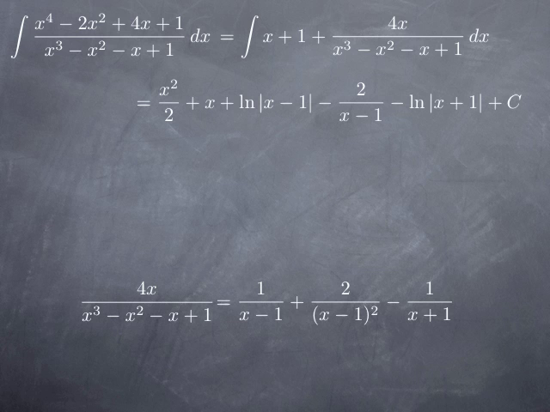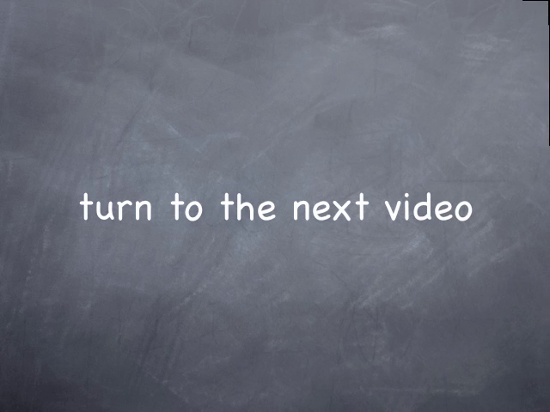In other words, negative 1 over (x-1). I have to multiply that by 2, so I get negative 2 over (x-1). And then I have minus the natural log of the absolute value of x+1. All this up to a constant. Now turn to the next video to see what happens when we have irreducible quadratic factors.